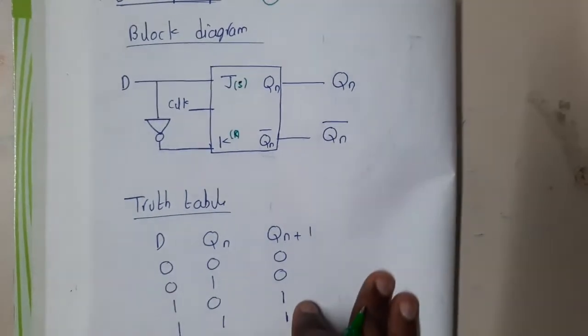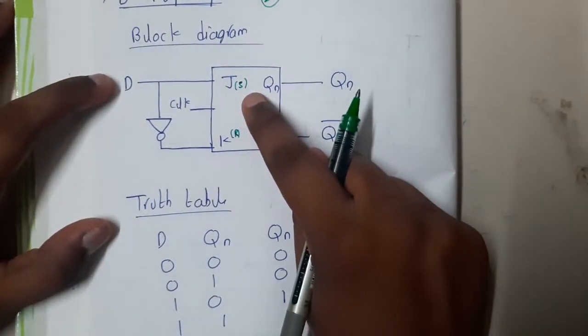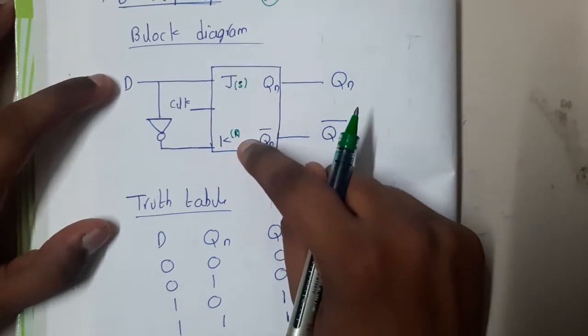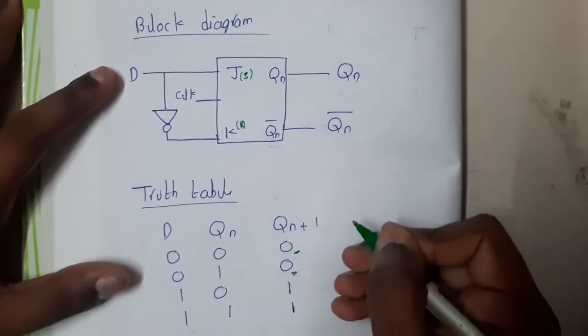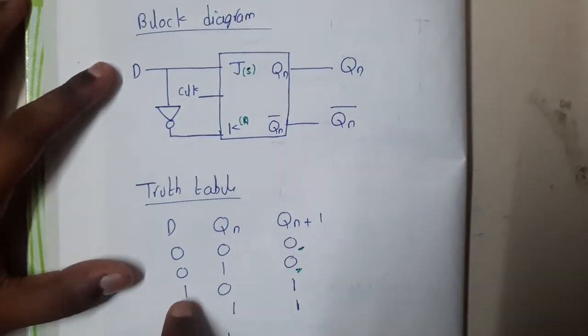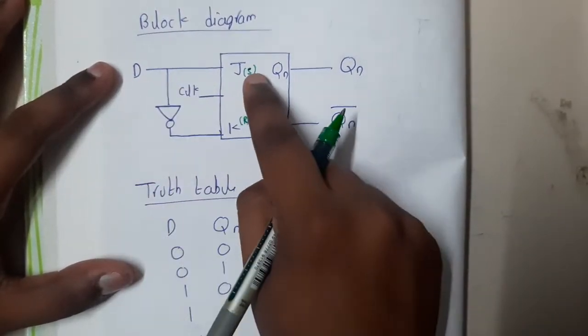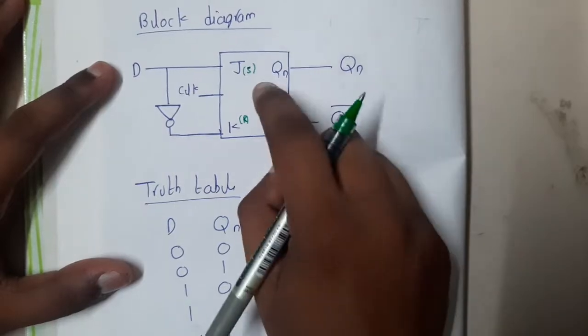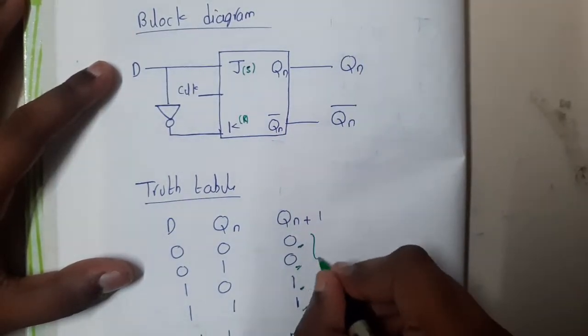Indirectly. So when D equal to 0 means set equal to 0 and reset equal to 1. Once reset is 1, what will be the output, guys? It will be 0, right? So in both the cases it is 0. Similarly, moving on to the other case, that is 1. When D equal to 1 means set is 1 and reset is 0. When set is 1, the output will be set to 1. So 0, 0, 1, 1 is the result.